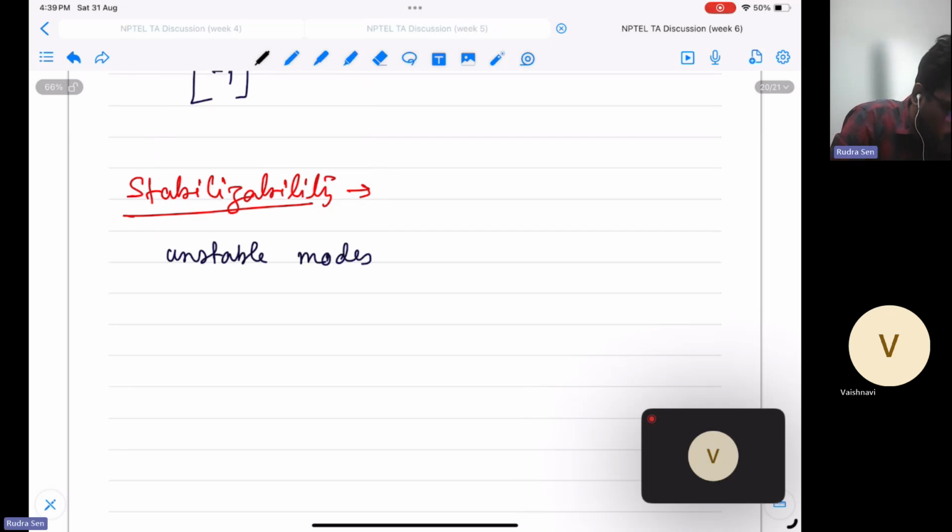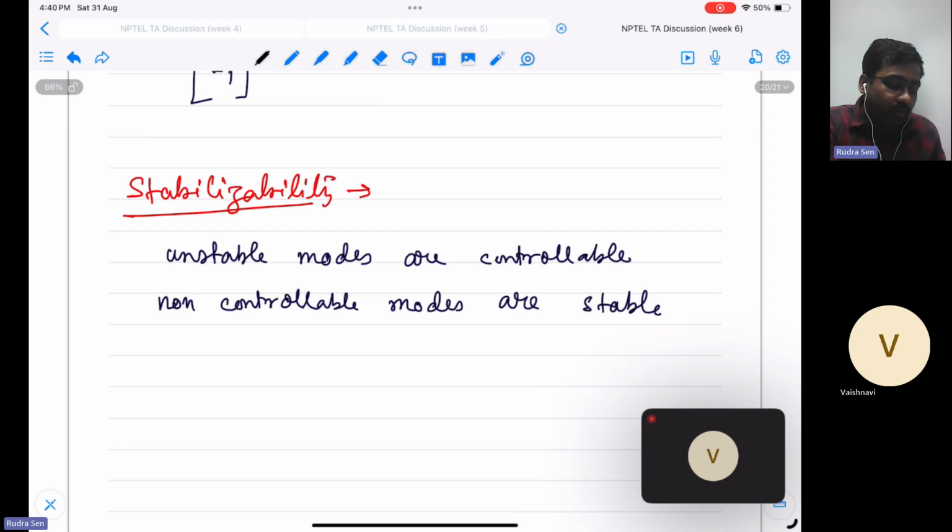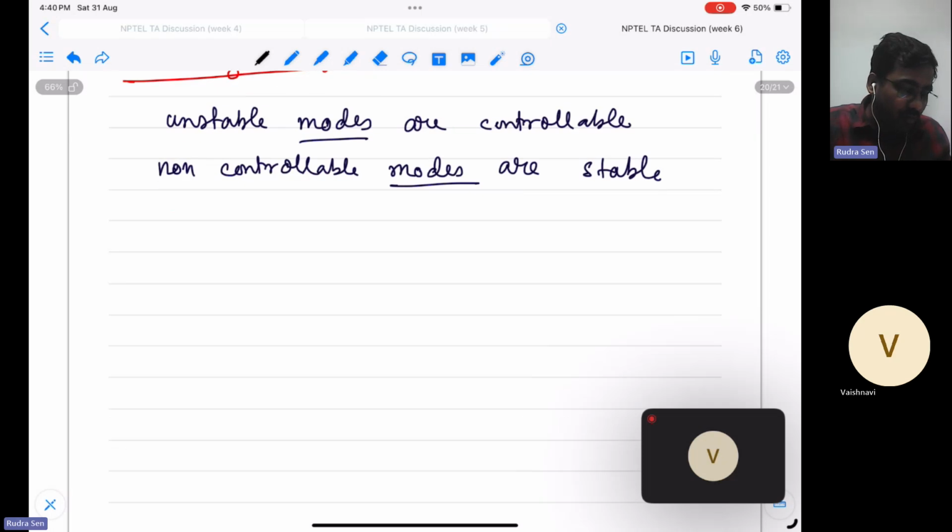unstable modes are controllable and non-controllable modes are stable. So what are these modes? Modes means eigenvalues. Okay. So in that case, I'm not going to discuss the whole thing.